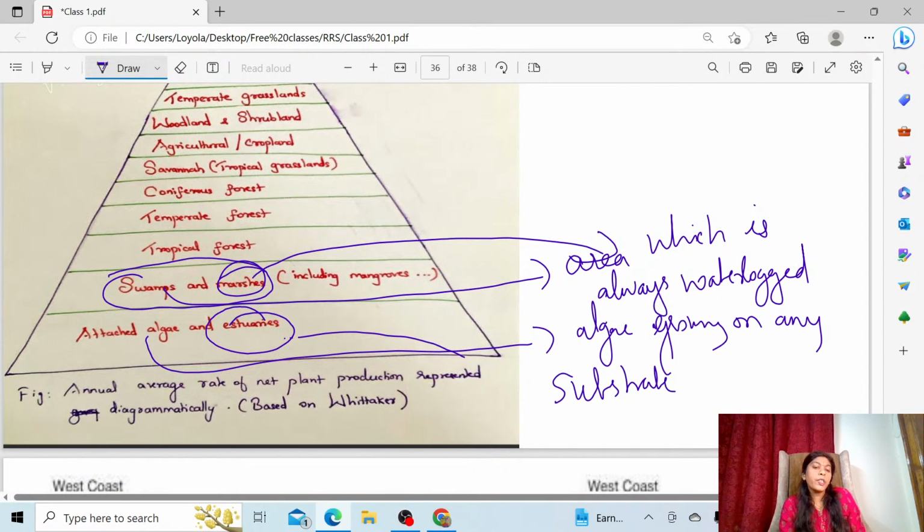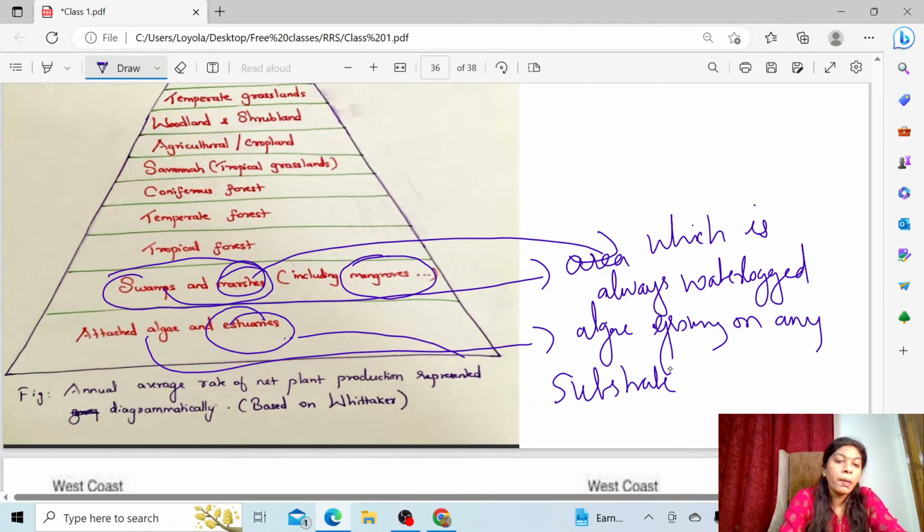So, what is the difference between swamps and marshes? Swamps are the area where trees predominate. It's a marshy area, it's a waterlogged area, but you will find a lot of trees. In marshes, it is the same waterlogged area, but instead of trees, you will find grasslands. Grasses dominate in marshes, trees dominate in swamps. That's why we have given mangroves. Mangroves is a swampy area. It's not a marsh, it's a swampland. Marshes means only grasses are present there.